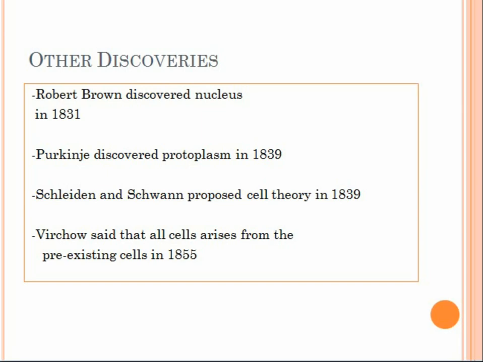Virchow said that all cells arise from pre-existing cells. Now, if someone asks you where the cell came from, the cell arises from pre-existing cells. You have studied in the previous class that a cell divides in two, these two divide in four, and then it multiplies. So this is how the cell multiplies and arises.